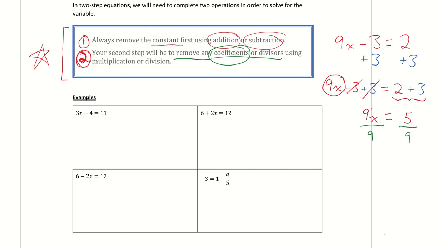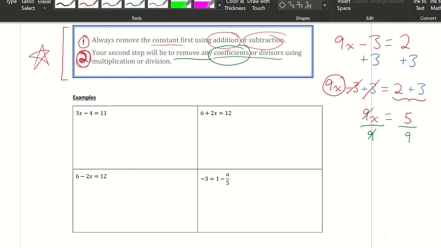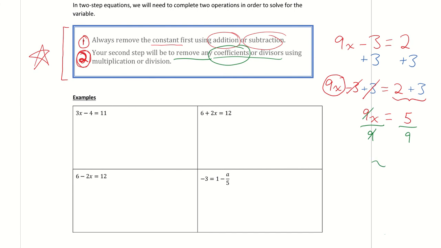So this 9 divided by 9 on the left side evaluates to just 1. So now we have a coefficient of 1 in front of our x term. We can write that coefficient explicitly as 1, or we can just say x, because 1 times x is just x. And then we just have 5 over 9 on the right-hand side. And that would be our solution, right? That would be our answer.